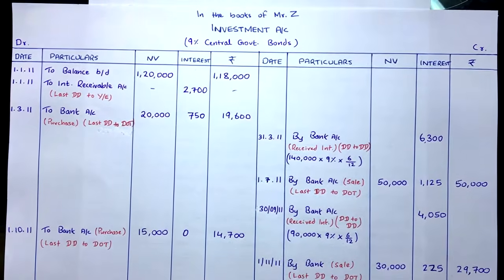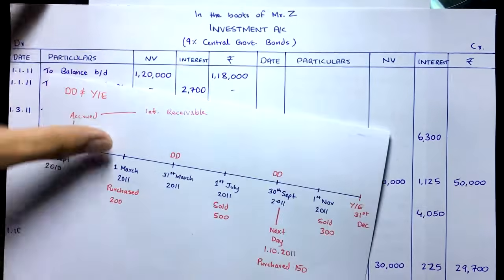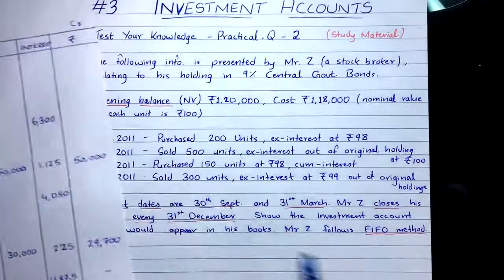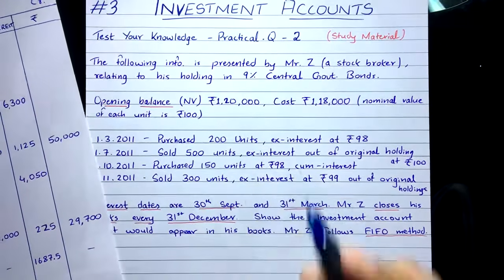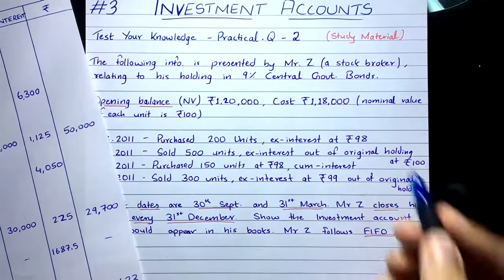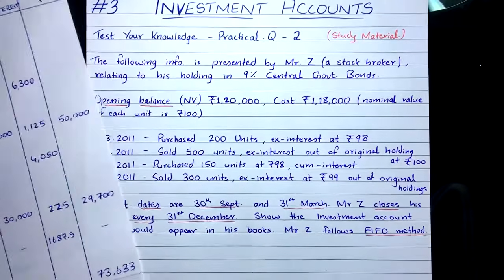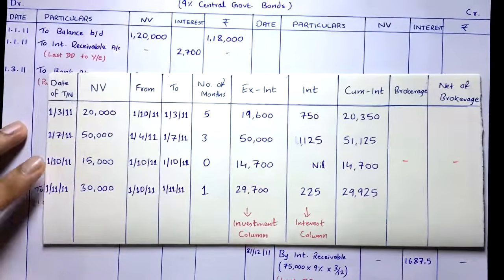And then what happened? And then we purchased 200 units of bond. At what price? And which kind of price is given? See here, on 1st March 2011, what have we done? We have purchased 200 units at ex interest at rupees 98. So ex interest price is given, right? So whenever we purchase or sell, we have to immediately go for this working note.